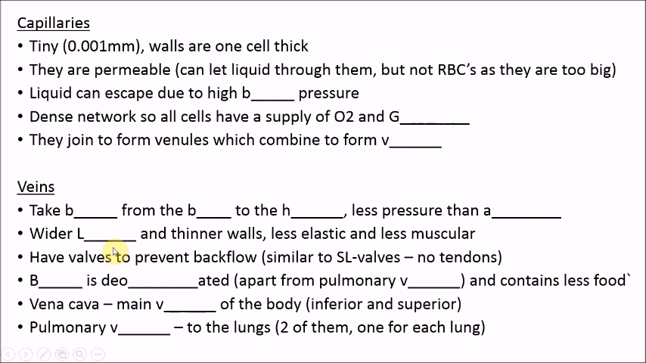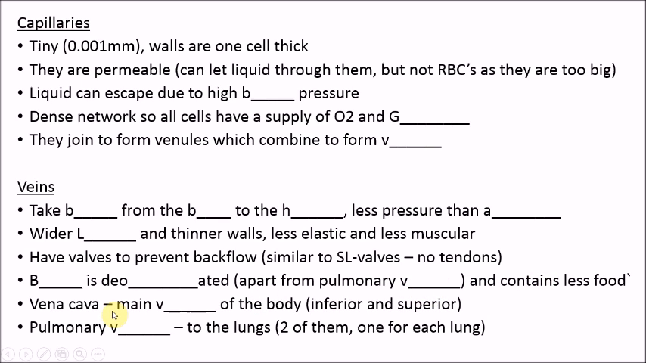They've got a wide lumen and thinner walls. Because of that, they don't need thick walls, they don't need muscular walls, because there's not that much pressure. They have valves to prevent backflow, and they're very similar to the valves in the heart, so there's no tendons. The blood is deoxygenated, apart from, again, the pulmonary vein, and it contains less food because it's just being used up for respiration.